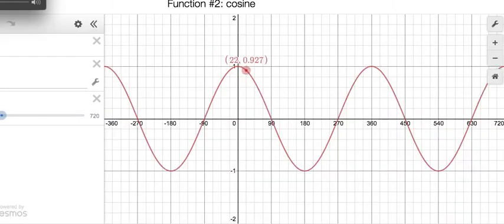And on Desmos, we have an animated function here of the cosine of the angle. And you can see it goes up and down in waves. Again, 1 and -1 being the maximum and minimum. So cosine and sine graphs are very similar. They continue on.